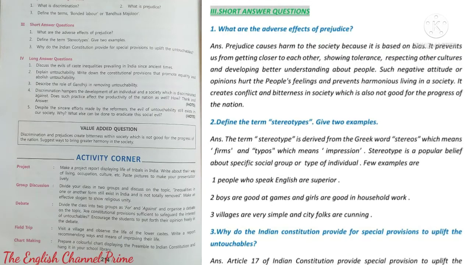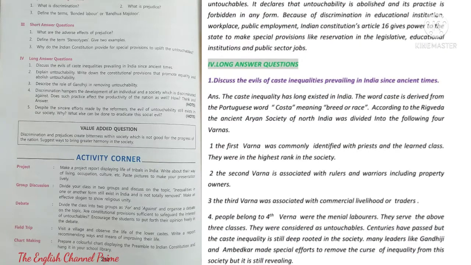Third question, why does the Indian Constitution provide for special provisions to uplift the untouchables? Write down the answer. Article 17 of the Indian Constitution provides special provision to uplift the untouchables. It declares that untouchability is abolished and its practice is forbidden in any form.